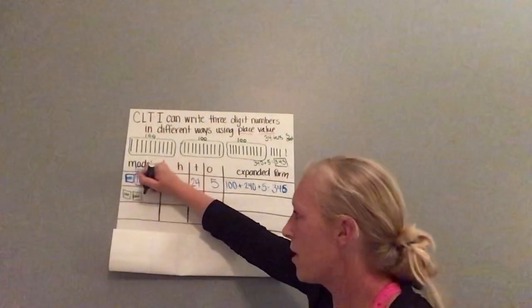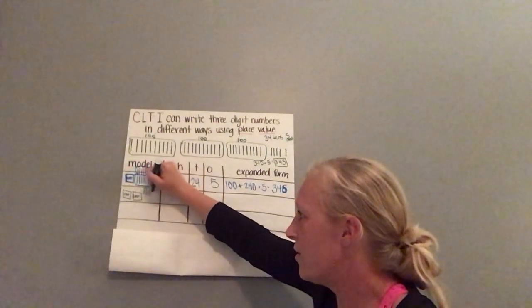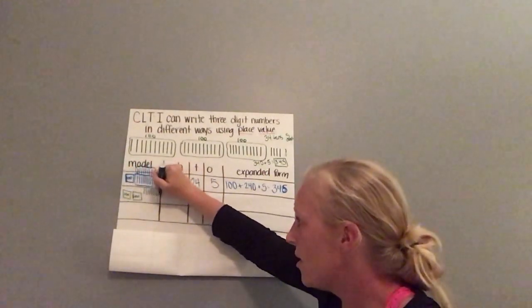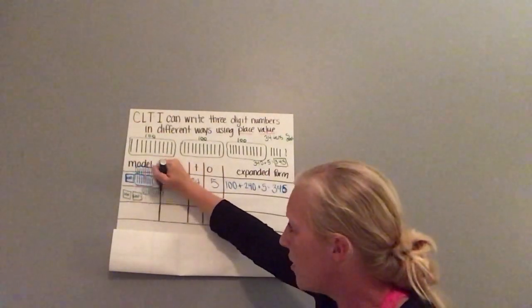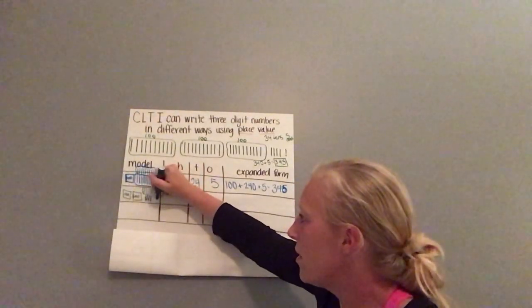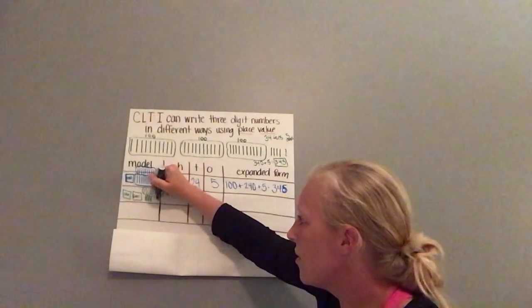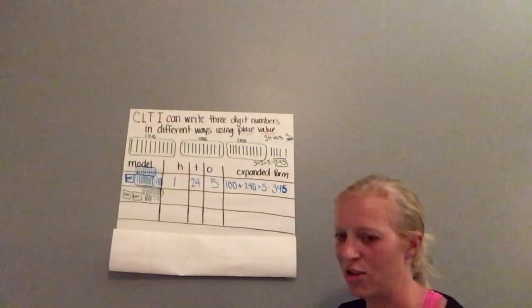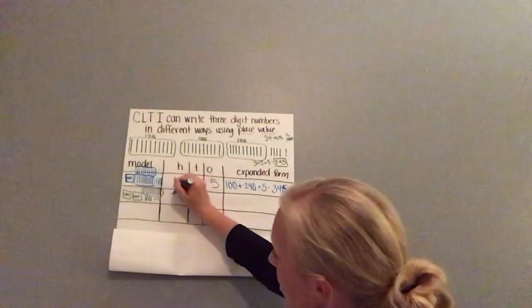Two hundreds. Whew. 10, 20, 30, 40, 50, 60, 70, 80, 90, 100. Okay. And then 4 more. And then your 5 ones. Okay, and so how many hundreds did you have? 2 this time.